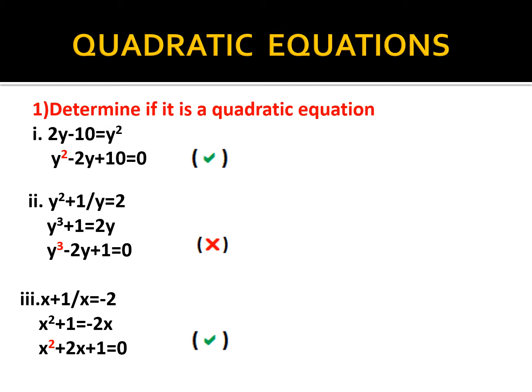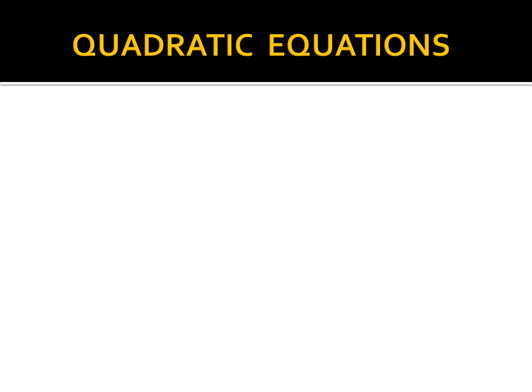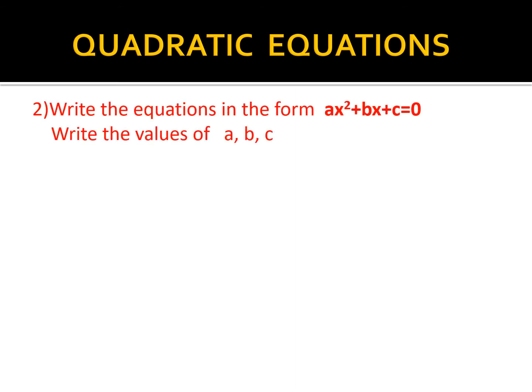Now, we shall proceed. Write the equations in the form of ax squared plus bx plus c is equal to 0. The general form of any quadratic equation is ax squared plus bx plus c is equal to 0, where a is the coefficient of x squared, b is the coefficient of x and c is a constant. So we shall understand this by some examples.